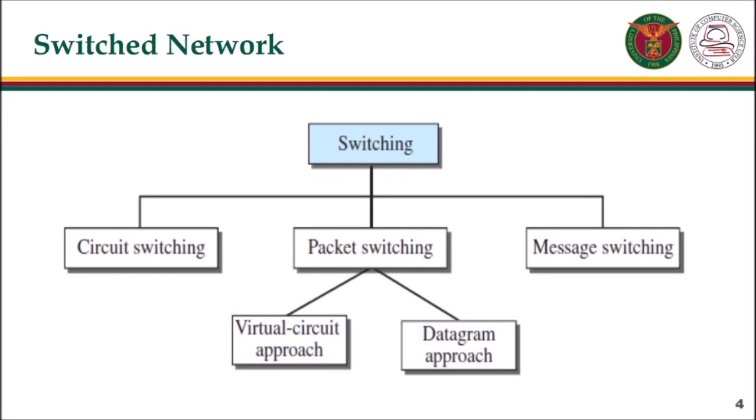Traditionally, three methods of switching have been discussed: circuit switching, packet switching, and message switching. The first two are commonly used today. The third has been phased out in general communications but still has networking applications. Packet switching can further be divided into two subcategories: virtual circuit approach and datagram approach.